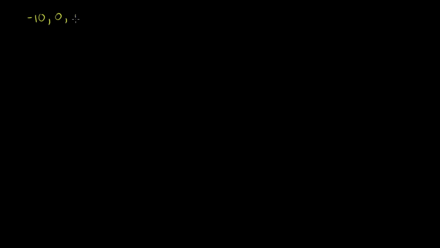Let's say I have negative 10, 0, 10, 20, and 30. Let's say that's one data set right there. And let's say the other data set is 8, 9, 10, 11, and 12. Now, let's calculate the arithmetic mean for both of these data sets. So let's calculate the mean.